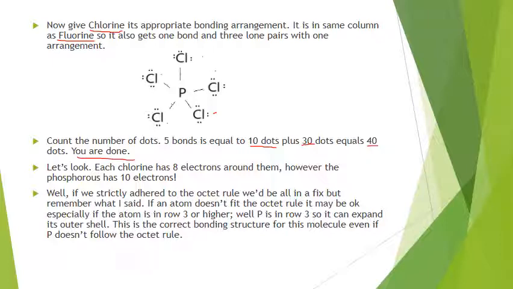Now if you look at the chlorine, it has 8 electrons in the outer shell: 1, 2, 3, 4, 5, 6, 7, 8. But if you look at the phosphorus, it now has 2, 4, 6, 8, 10 valence electrons in the outer shell. So it doesn't follow the octet rule, but that doesn't matter because it doesn't have to. It's in the 3rd row and it can have an expanded octet.